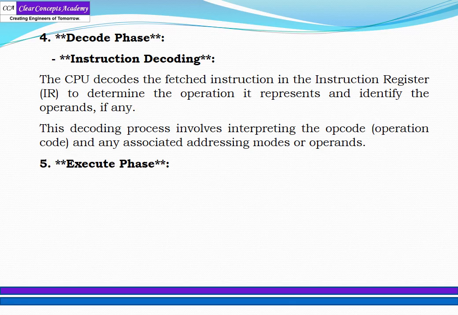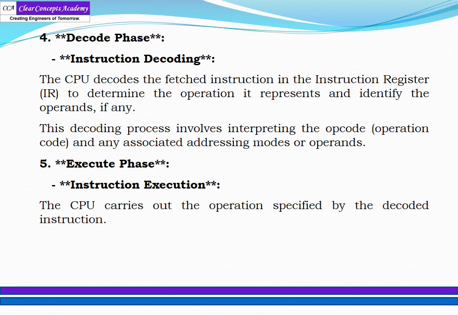Then the execute phase. Instruction execution. The CPU carries out the operation specified by the decoded instruction. First the instruction is brought and decoded, and depending on that, the operation is done. It may be an add operation, subtract operation, push operation, pop operation, or jump operation. That means whatever the instruction is telling, and where it is to be done, that action will be taken in the execution phase.